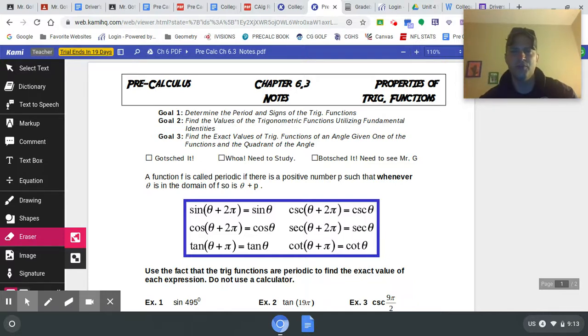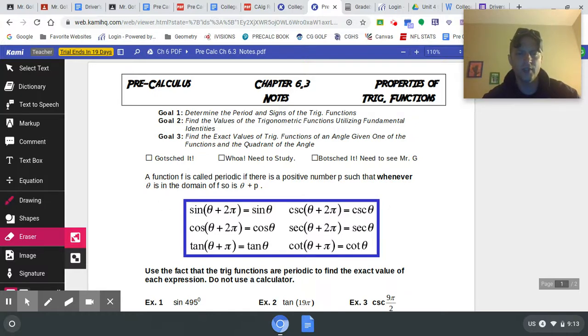As we're going through, we got a few goals. We're going to talk about period and signs of trig functions. We're going to find exact values utilizing fundamental identities. And goal number 2, last but not least, find the exact value of trig functions of an angle given one of the functions and the quadrant of the angle. So it's going to be telling where we're going to draw this thing at. Okay, we'll dive into that in a second.